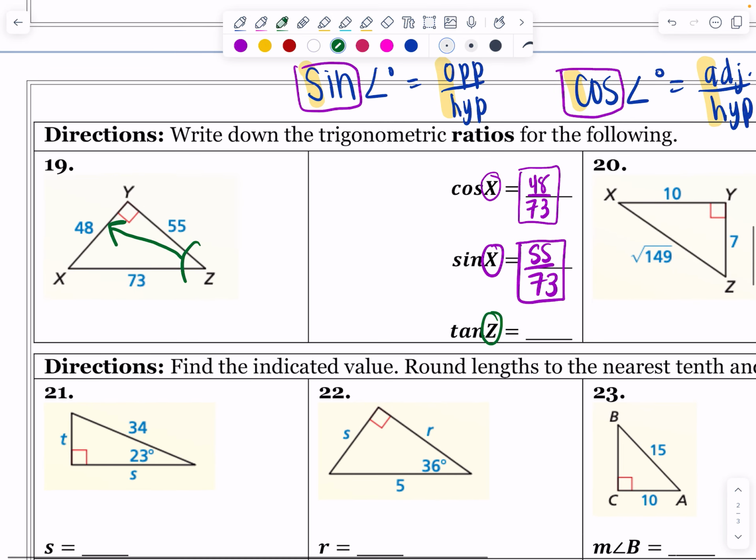So what is tangent, opposite over adjacent? Opposite is going to be 48. Adjacent is going to be 55. So that's going to be 48 over 55. And that is fully simplified as a fraction as well. Let me just make a note here: cosine was adjacent over hypotenuse, sine was opposite over hypotenuse, tangent was opposite over adjacent.